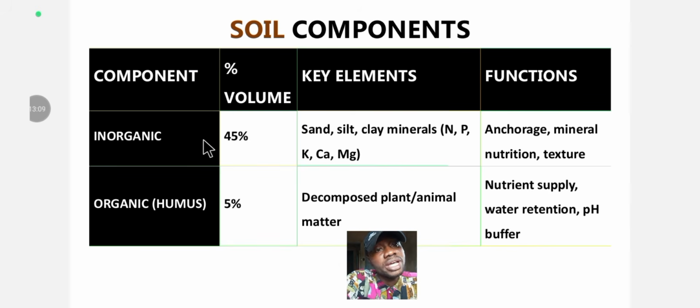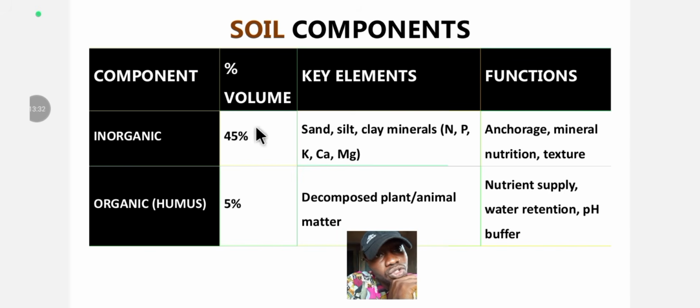The inorganic components make up about 45% of the soil by volume, and consist of sand, silt, clay, and minerals. What are the clay minerals? You have minerals like nitrogen, phosphorus, potassium, calcium, magnesium, and so on and so forth. So the macronutrients. All right.